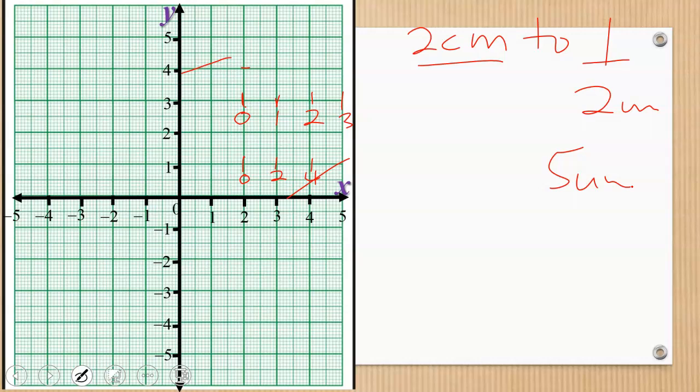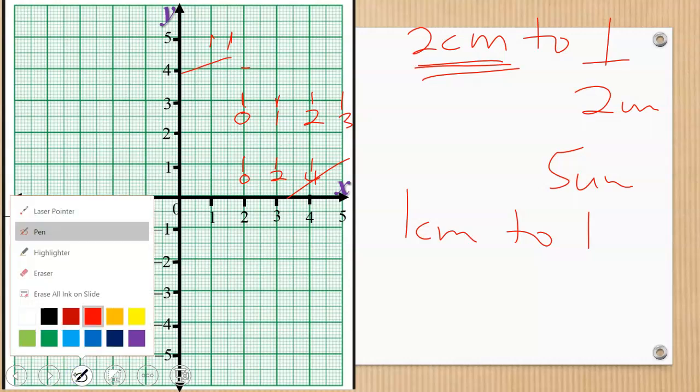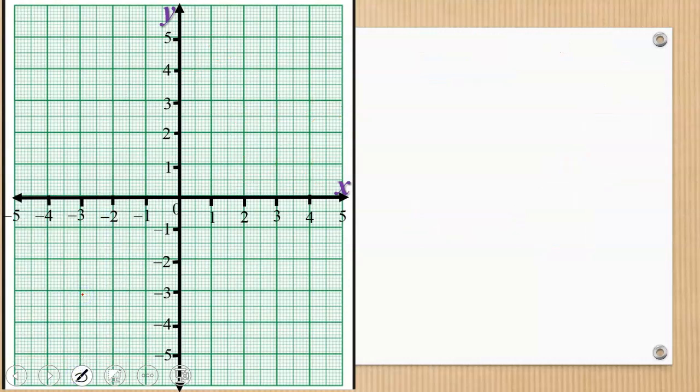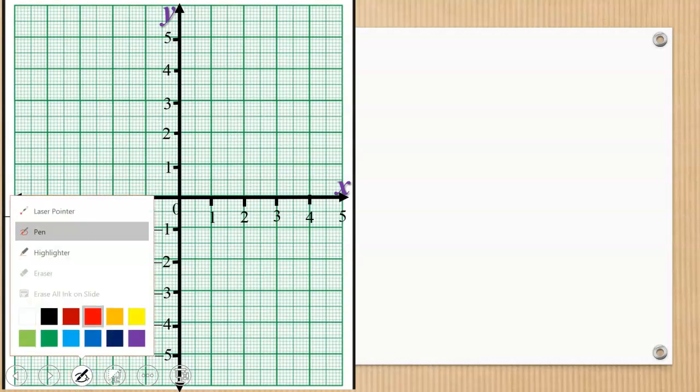In some rare cases, they will say 1 centimeter to maybe 1 unit. When it happens that way, it means that between this and this small line, we have 1 centimeter. So that's what we are going to use in scaling your graph. But in most cases, they will give you 2 centimeters. Now, let's see how we can plot points on the Cartesian plane.